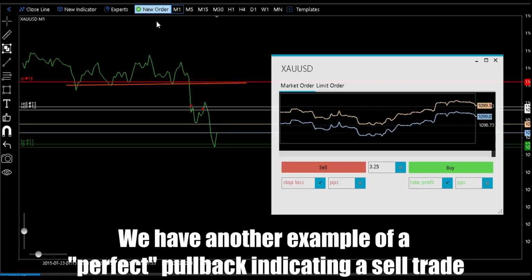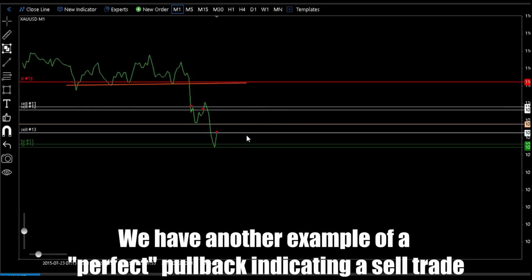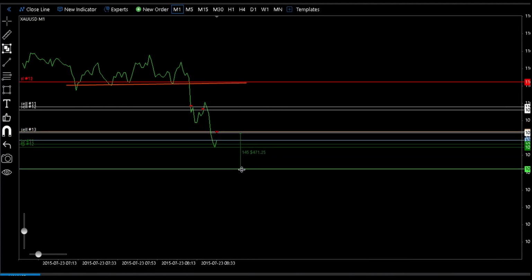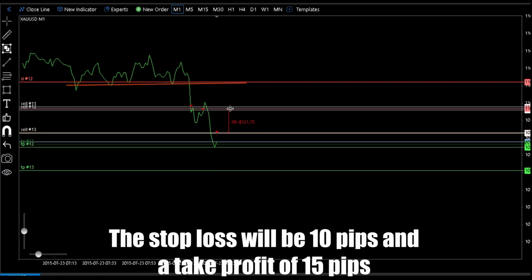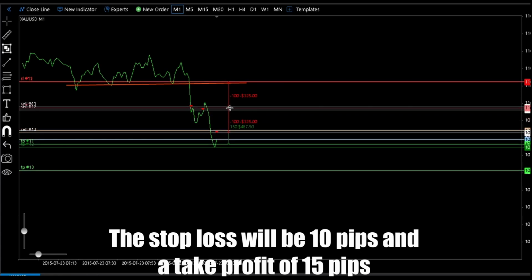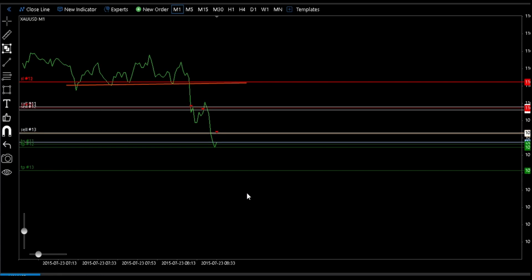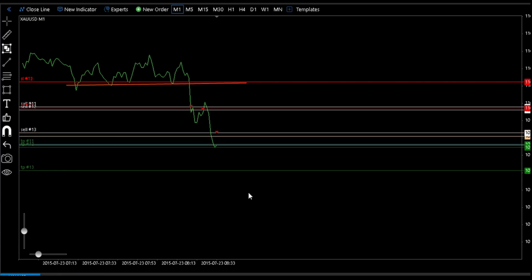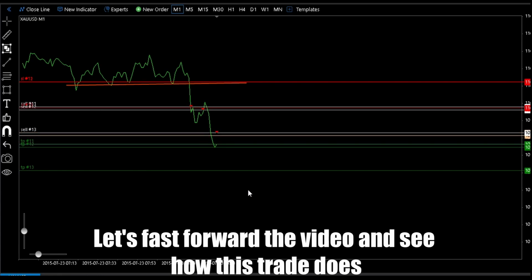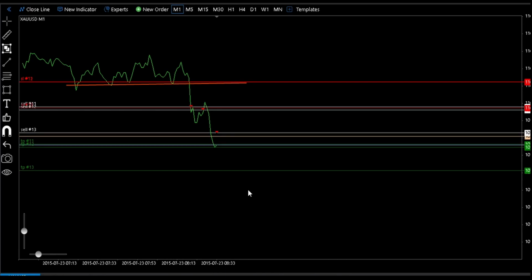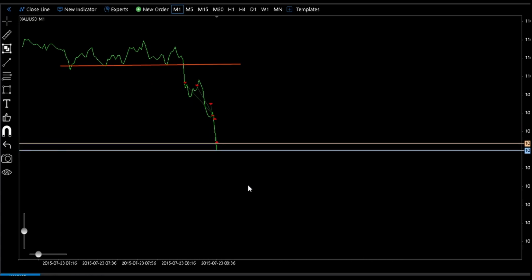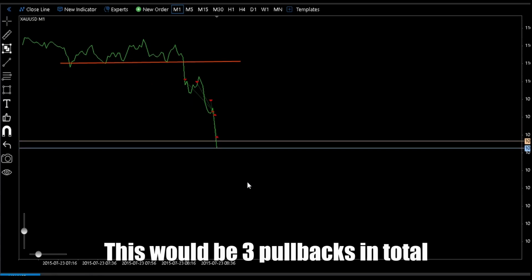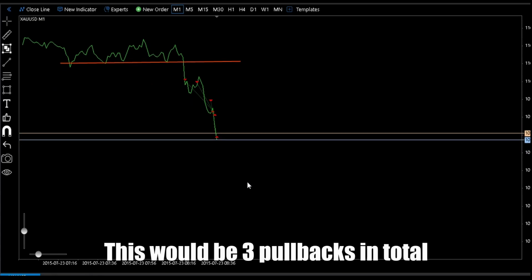We have another example of a perfect pullback, indicating a sell trade. The stop loss will be 10 pips and a take profit of 15 pips. Let's fast forward the video and see how this trade does. Price has gone in our favor again. This would be 3 pullbacks in total.